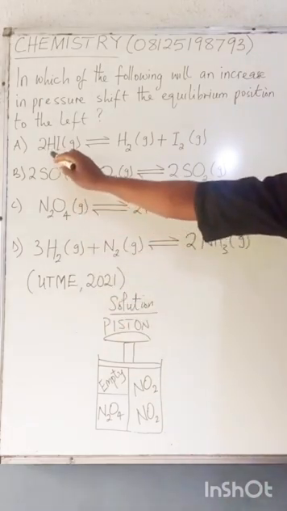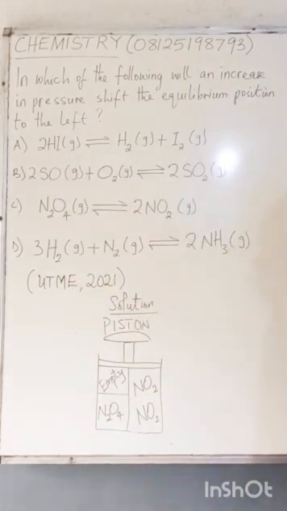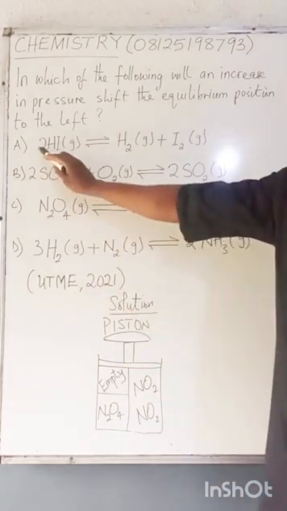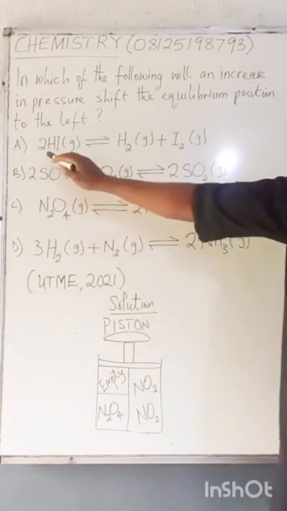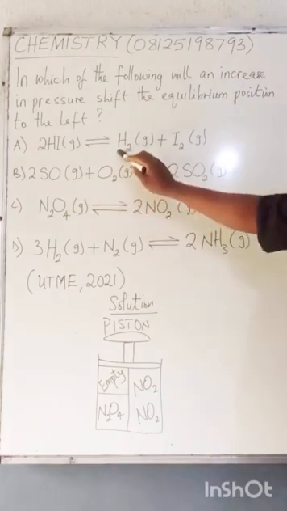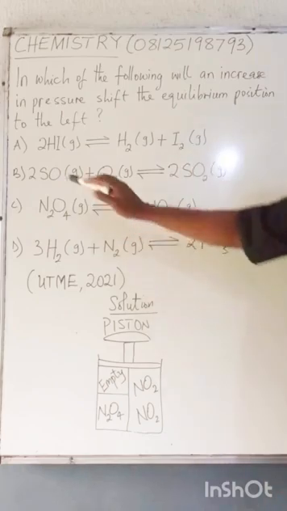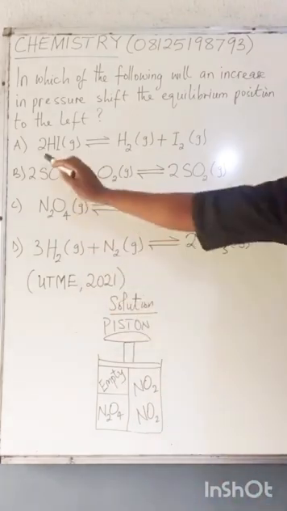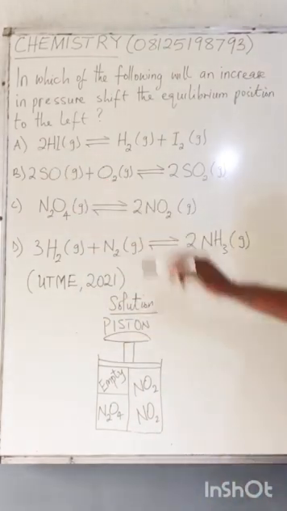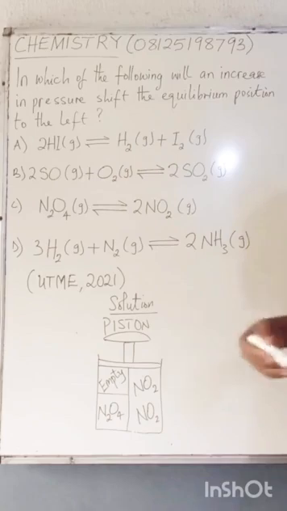Look at option A. We have hydrogen iodide. Hydrogen iodide, how many volumes? 2. This coefficient here implies 2 volumes. Hydrogen iodide is decomposed into hydrogen gas and iodine gas. The equation is balanced, as you can see. Now let's check the volumes of the reactant and products. The volume here is 2. What is the volume here? No coefficient is written here, so 1 is understood to be there.